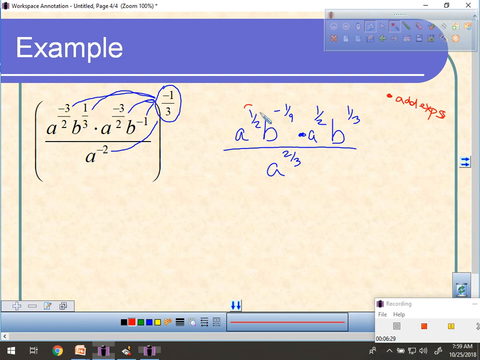What I mean by that is you see this 1/2 and this 1/2. Those are both a's. So 1/2 plus 1/2 is going to be 1 whole. So I'm just going to put 1 right there. Your calculator will give you a 1 if you do 1/2 plus 1/2. And then for b, I notice that I've got a negative 1/9 plus 1/3. Your calculator should give you 2/9. And so I've got a to the first, b to the 2/9. And then don't forget, you still have this over a to the 2/3.